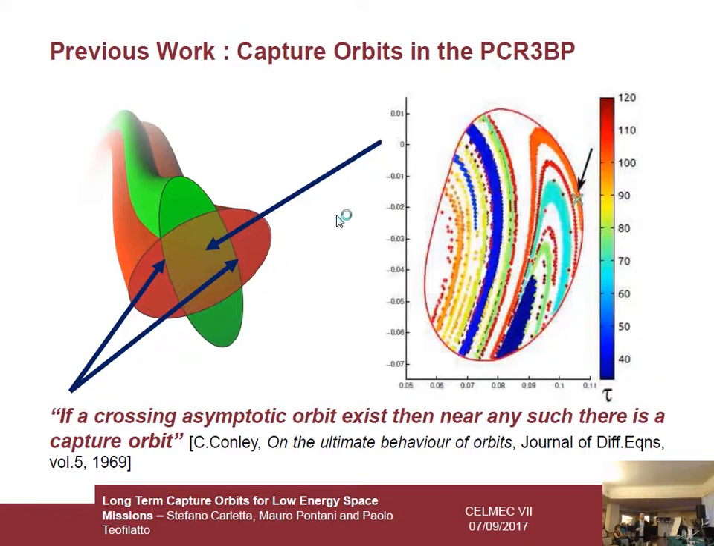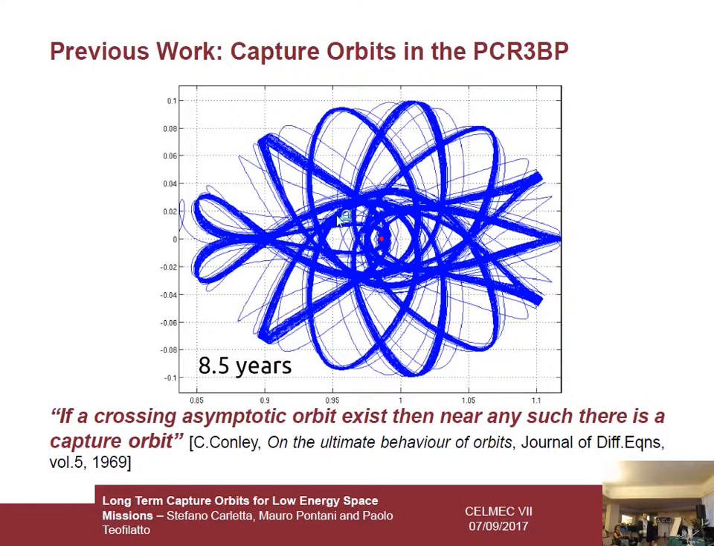Now, this theorem holds in 2D. It was developed in the planar case of the three-body problem. We want to see if some extension to the 3D problem can exist. And this is in particular a planar long-term capture orbit of 8.5 years for the Earth-Moon system.